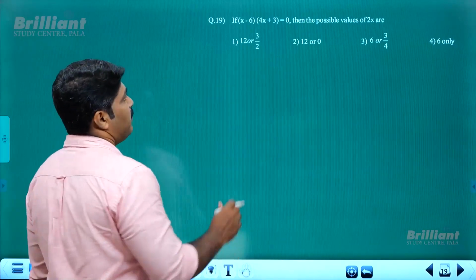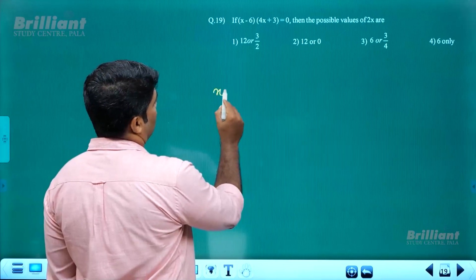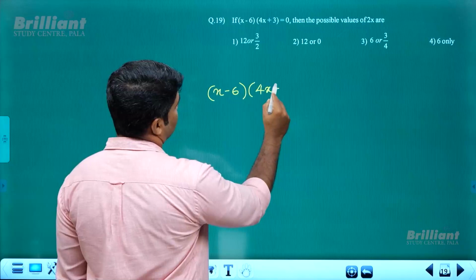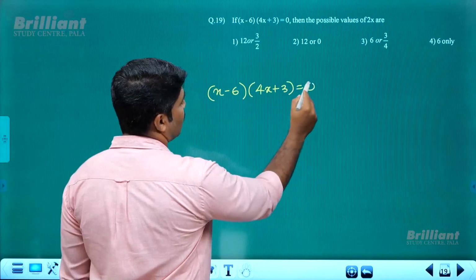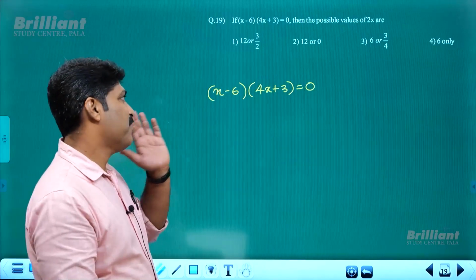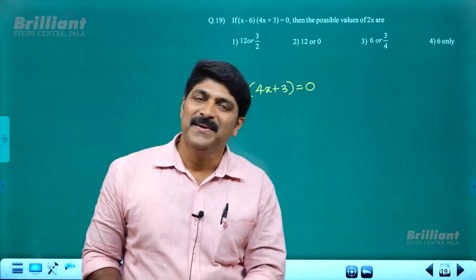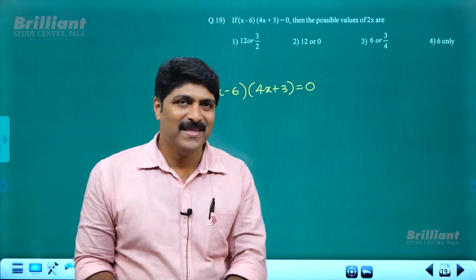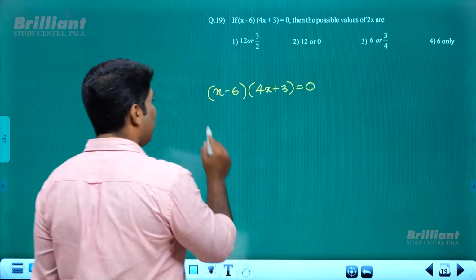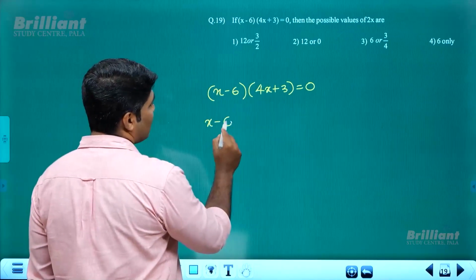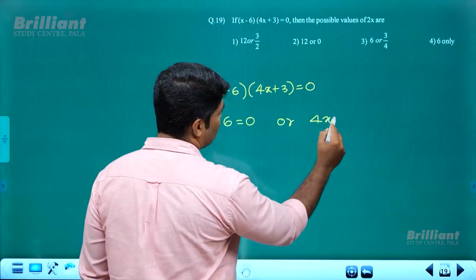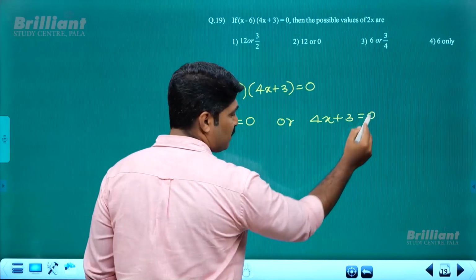It is given that x minus 6 and 4x plus 3 equal to 0. So we can directly apply the zero equating method for finding the answer for similar type of question. You don't want to make it a complicated thing. So if we have two factors whose product equals 0, we can say either x minus 6 equals 0 or 4x plus 3 equals 0.